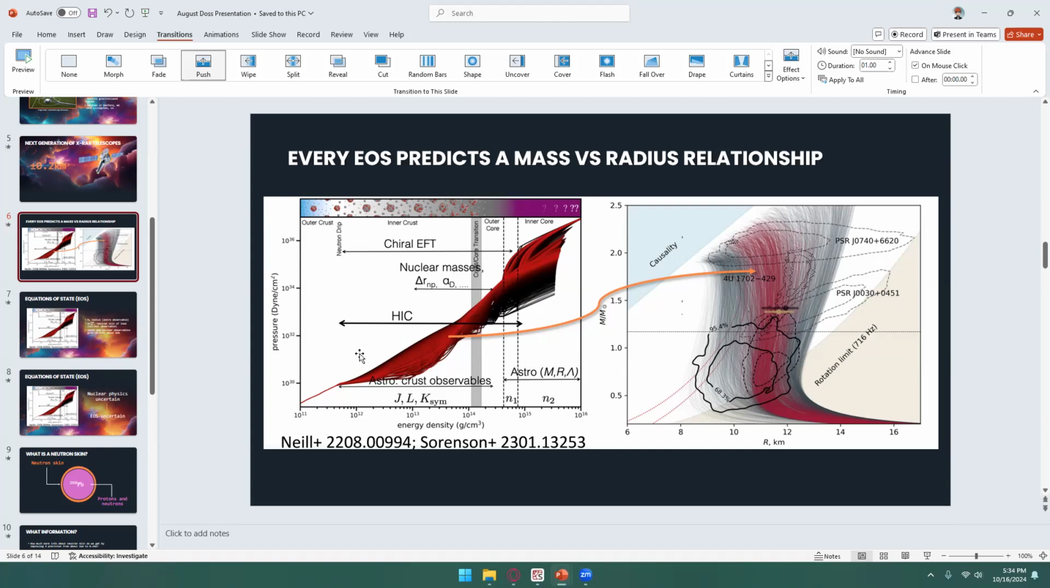So what are the things that we measure? Which graphs or pictures show plots of things that we measure directly?